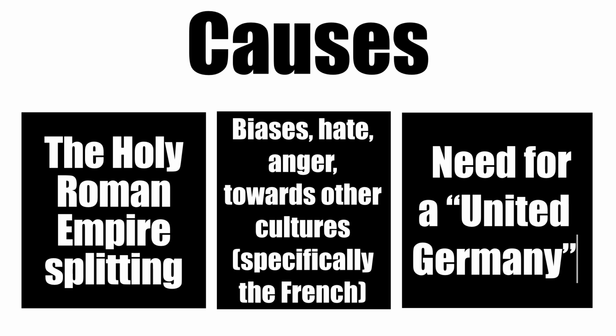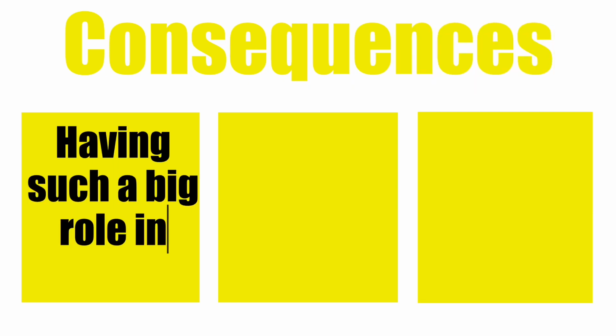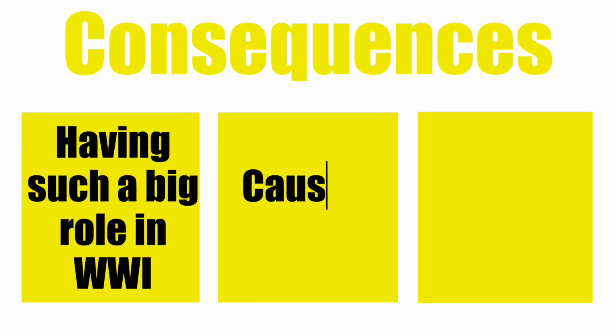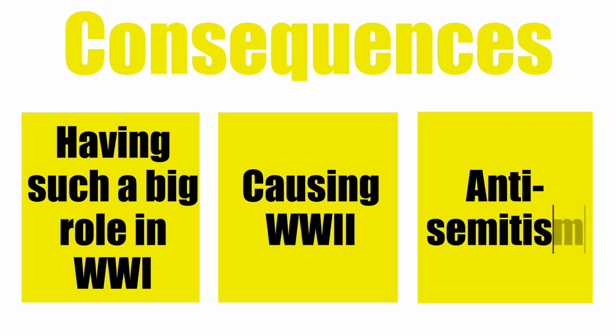Now, let's take a look at some of the consequences. It is well known that Germany had a very large role in both the world wars, both filled with catastrophic events. Germany contributed to the start of World War I by adding to the tension throughout Europe and the rivalries between neighbors. German nationalism continued after World War I, leading to World War II.